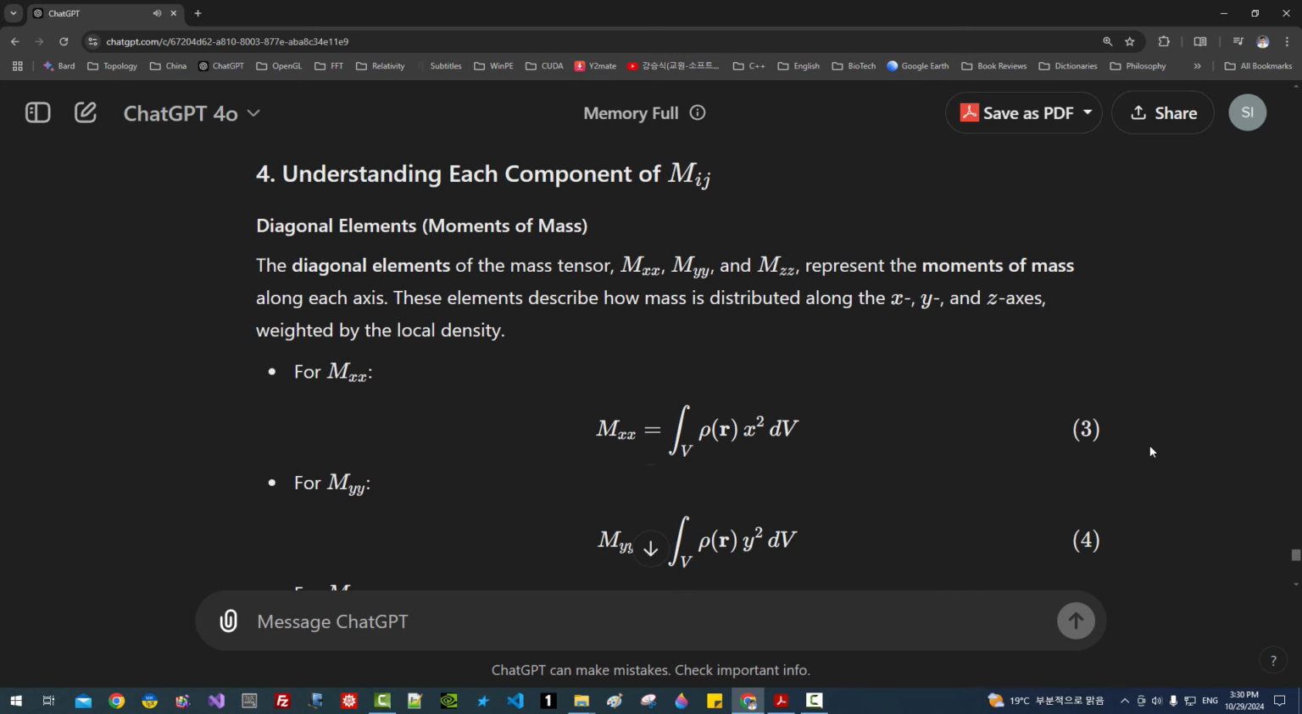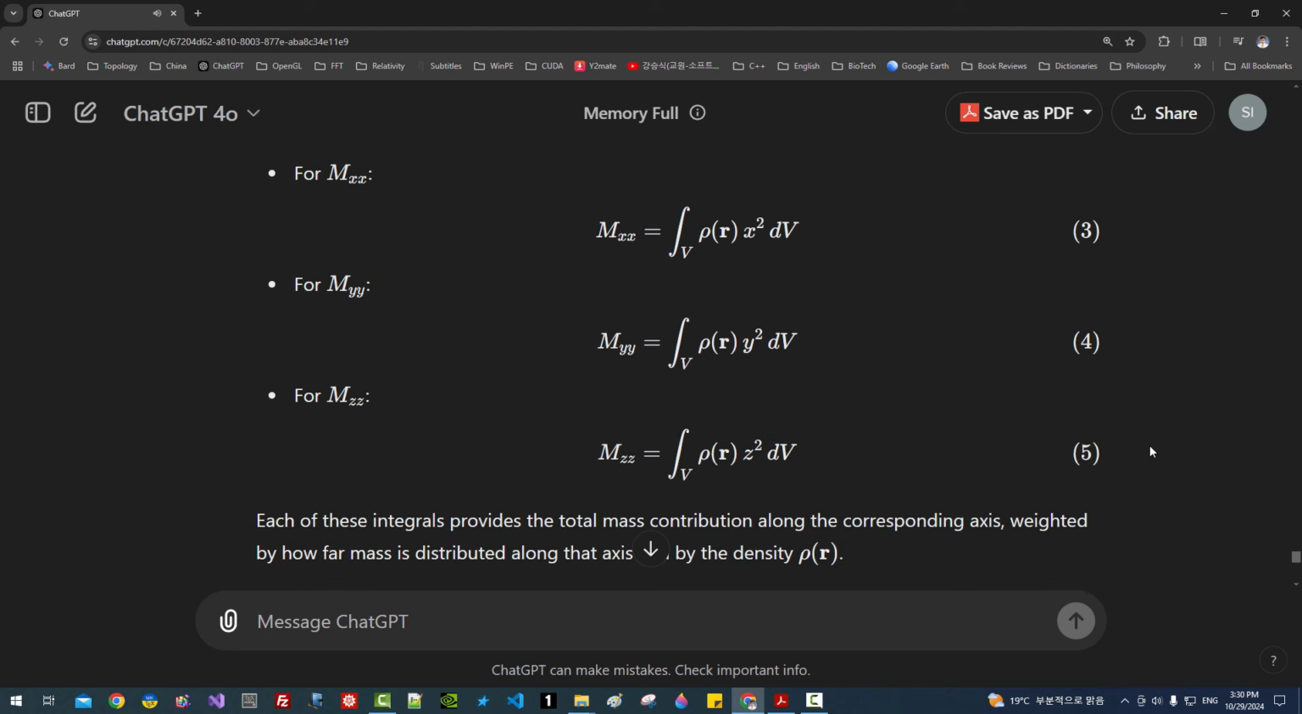4. Understanding each component of M_ij. Diagonal elements, moments of mass. The diagonal elements of the mass tensor, M_xx, M_yy, and M_zz, represent the moments of mass along each axis. These elements describe how mass is distributed along the x, y, and z axes, weighted by the local density. For M_xx = ∫_V ρ(r) x² dV.